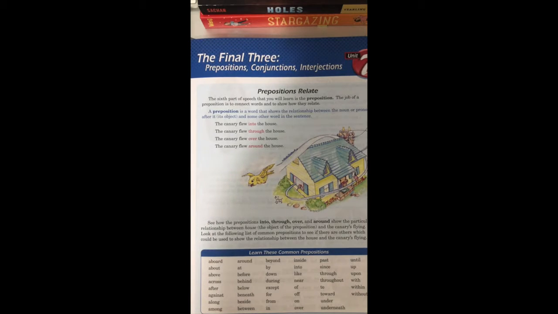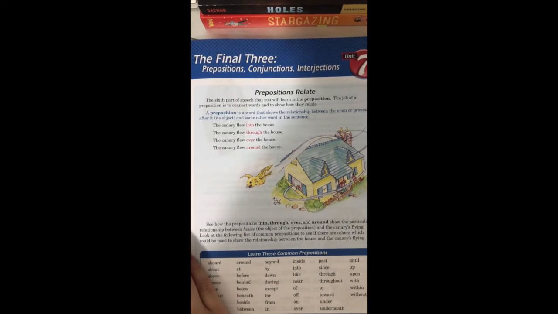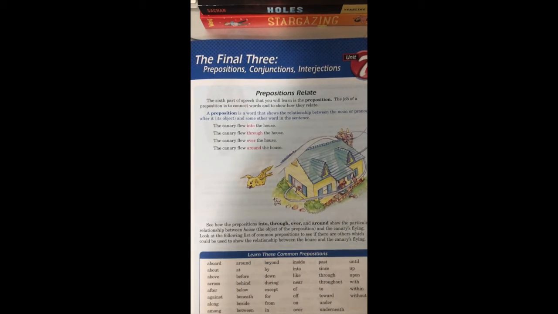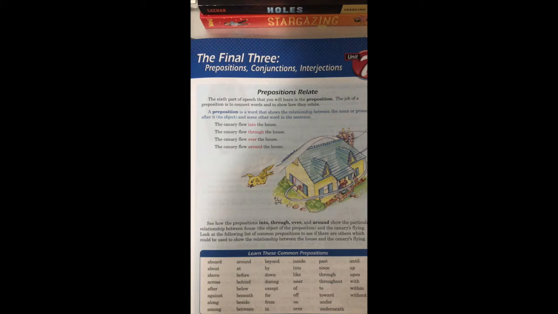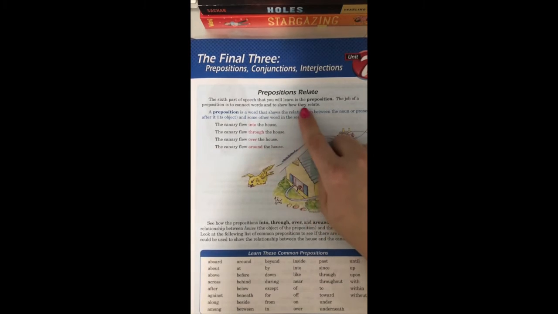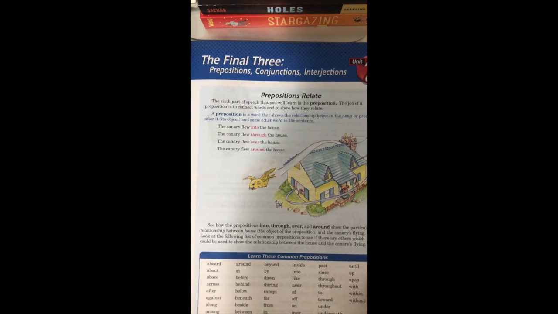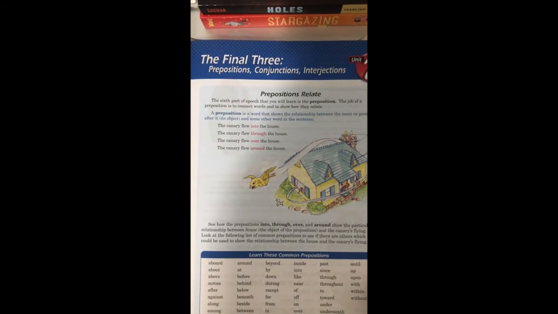Good morning. So here for Wednesday, for page 115, we are actually starting a new unit. You have completed the unit that goes over mostly adverbs and adjectives, and now we're going to be learning about what prepositions, conjunctions, and interjections mean. So it says here, the sixth part of speech that you will learn is the preposition, the first one here. The job of a preposition is to connect words and to show how they relate.